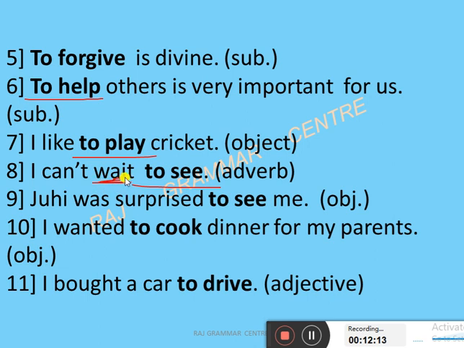So for that, please watch my video on parts of speech, on what is meant by adjective and all these things. Juhi was surprised to see me. Object. I wanted to cook. "To cook": "wanted" is not an infinitive because this is the main verb, the finite verb, the tense part. I bought a car to drive. "To drive" is an adjective. Okay, so this way you can learn all these three important topics.